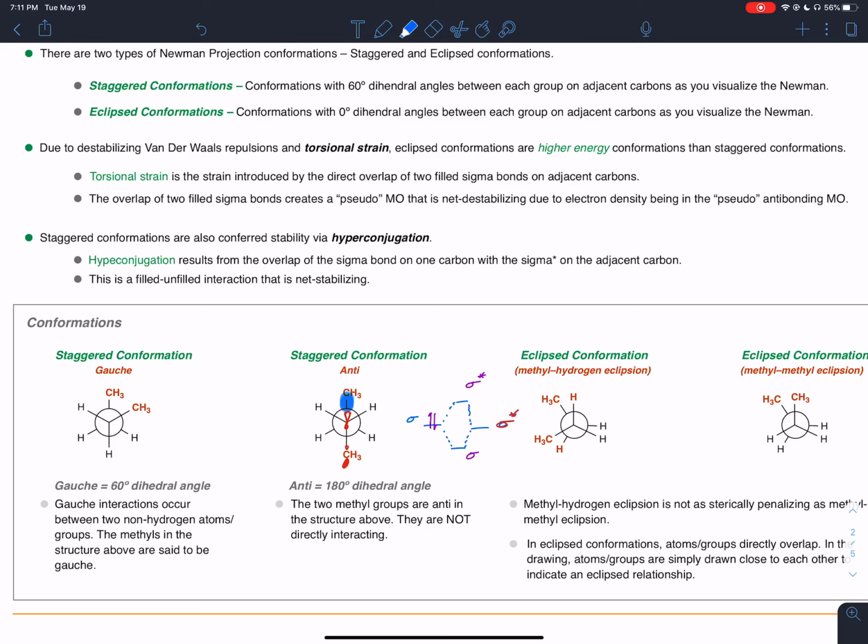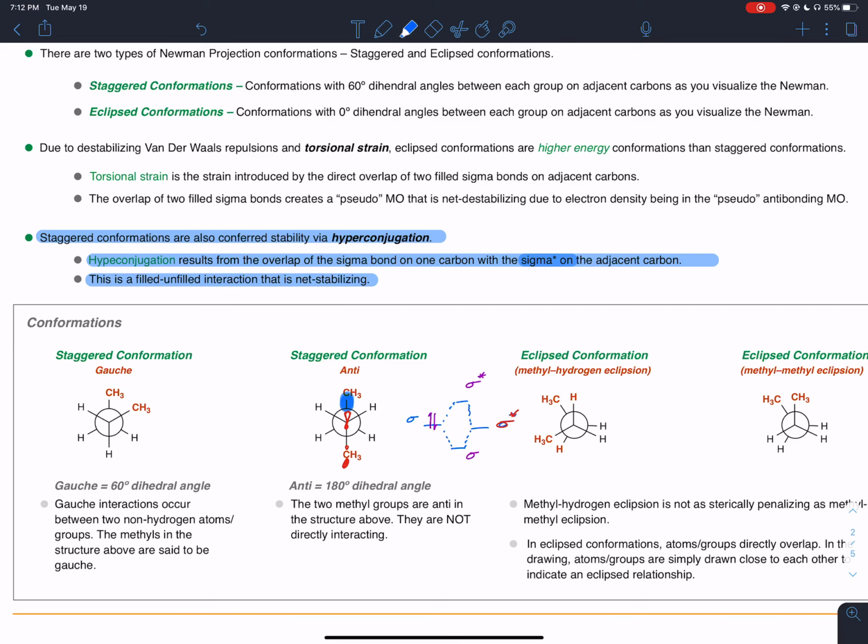Hi everyone, in this video tutorial we are going to be explaining hyperconjugation and how staggered conformations are conferred stability through this hyperconjugation. Hyperconjugation results from the overlap of a filled sigma bond on one carbon with the adjacent carbon's sigma star orbital. Okay, this is a filled-unfilled interaction that is actually net stabilizing.